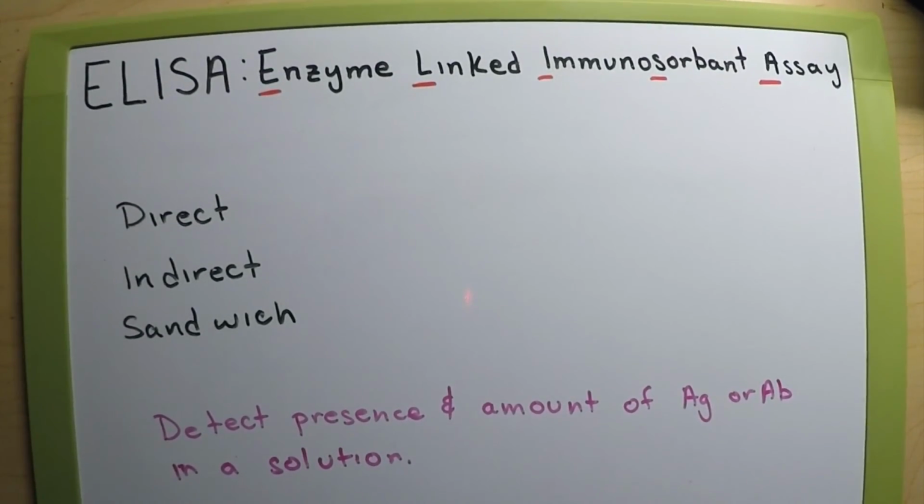So to kind of wrap things up, the three ELISAs that are most common are going to be your direct, indirect, and sandwich. We went over the benefits of each one and how they differ. And remember, ELISA is just a test simply to detect the presence and amount of any given antibody or antigen in a solution.